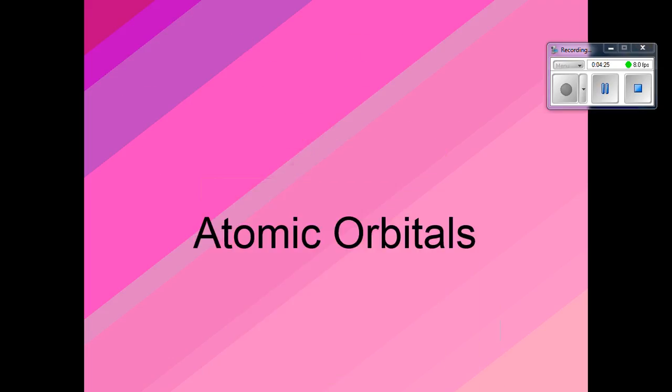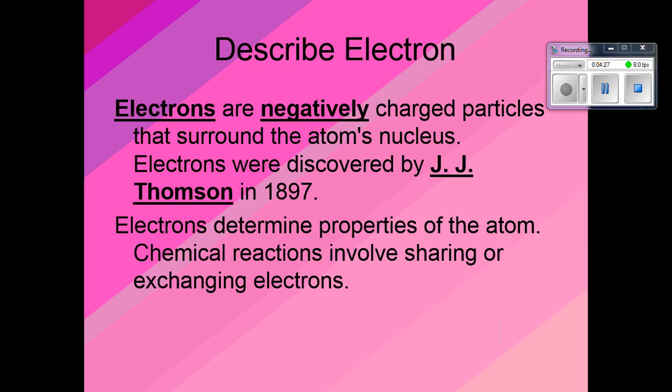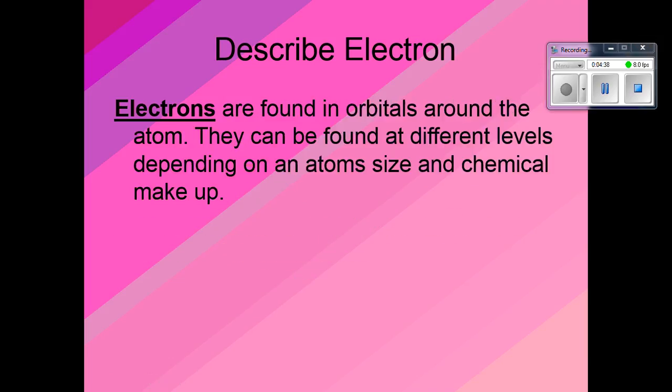Okay, and electron orbitals. These are electrons that are negatively charged particles. They surround the atom's nucleus. The electrons were discovered by J.J. Thomson in 1897. Electrons are found in orbitals around the atom. They can be found at different levels depending on the atom's size and chemical makeup.